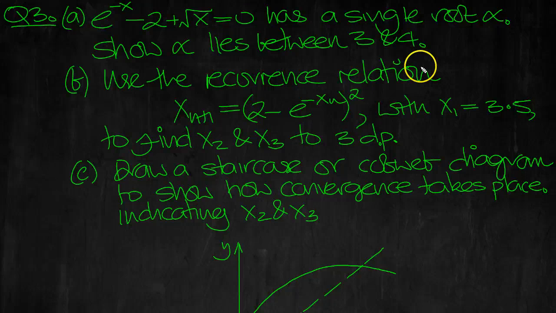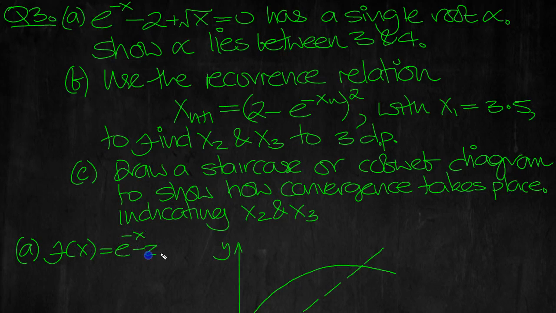So let's have a look at it. The first thing to do is to show that there's a root between 3 and 4 in part A. So I'll do that here. I'll call f of x equal to e to the minus x minus 2 plus the square root of x. And we need to work out f of 3 and f of 4 and see if a change of sign occurs.